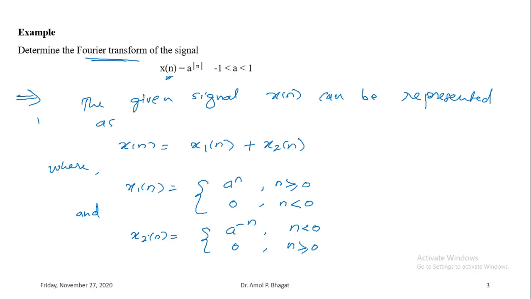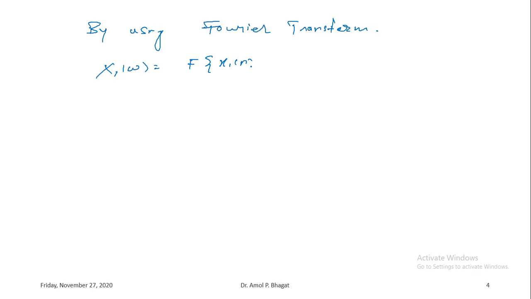So by using Fourier transform, the Fourier transform of x1 of n will be represented as simply x1 of omega. So it is nothing but the Fourier transform of x1 of n, right? And it will be equal to summation n equals minus infinity to infinity of x1 of n into e to the power minus j omega n, correct?